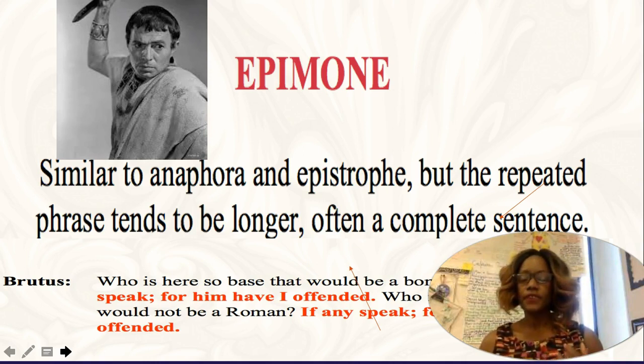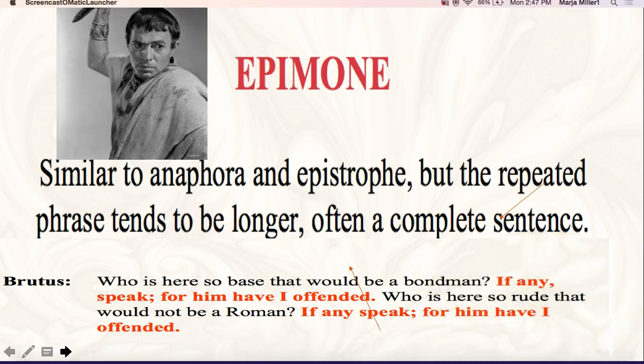Okay, and this is very similar to anaphora and epistrophe, but the repeated phrase tends to be longer, which you'll see in this section, and it's often a complete sentence. In this case, it is a complete sentence. He repeats himself. In this case, it's Brutus: "Who is here so base that would be a bondman? If any, speak, for him I have offended."